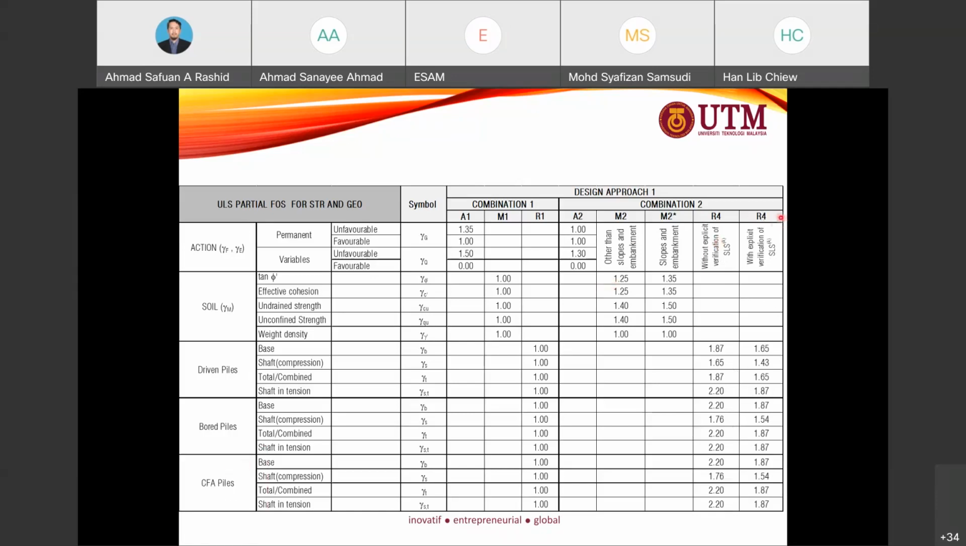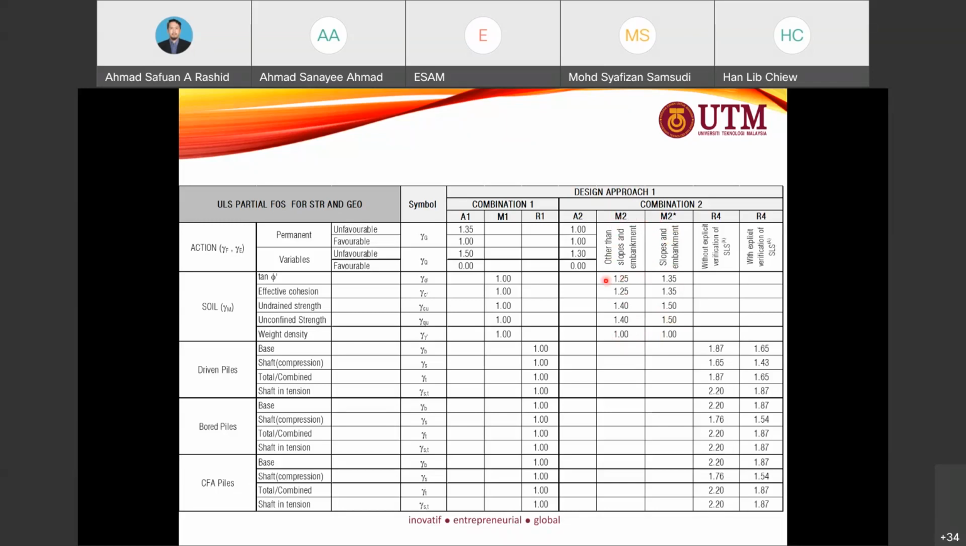Okay. If we are not considering the SLS, then we may refer to the R4 on the second last column. So M2 is similar to a shallow foundation. For example, if it's constructed on a slope and embankment, we use the M2 in this column. If it is far from the slope and embankment, we use the M2 in these columns.